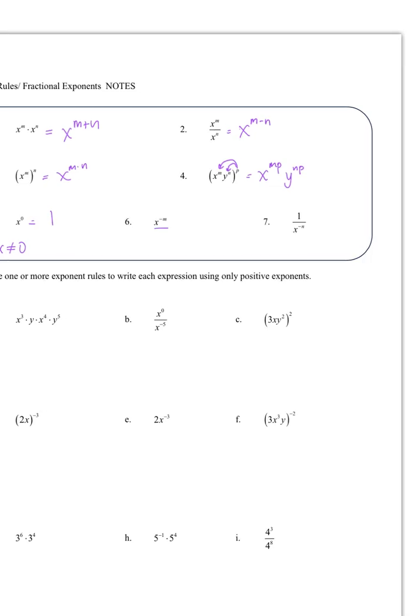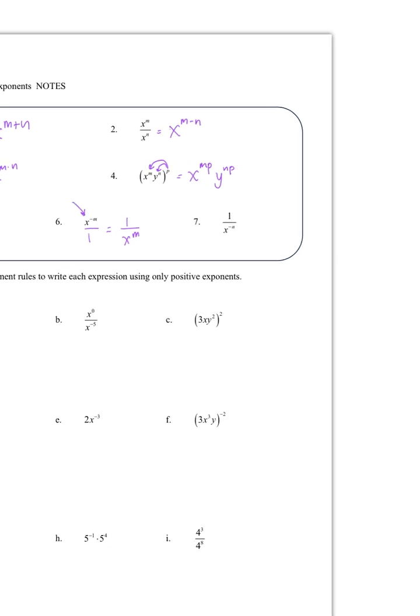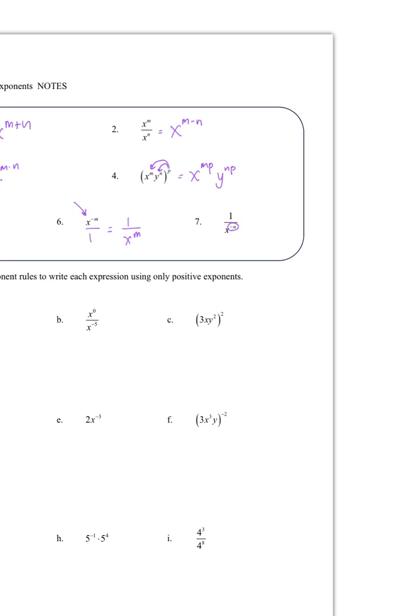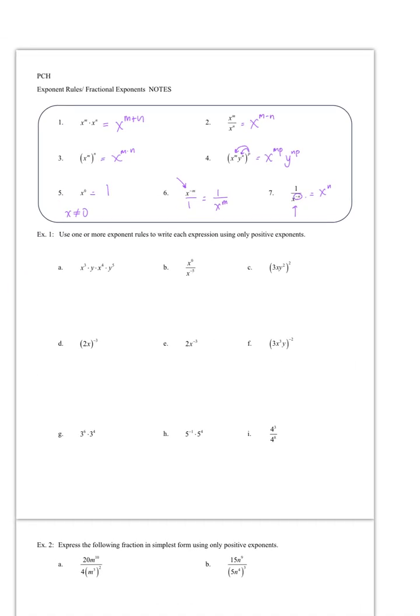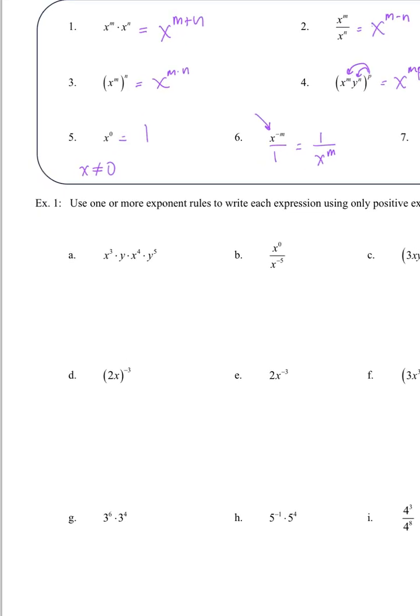All right, a negative exponent that's in the numerator becomes positive by moving into the denominator. Okay, and then likewise over here, when you have a negative exponent in the denominator, it becomes positive by moving into the numerator. Okay, so those 7 rules are what you need to memorize. And we're going to use them right now to try to solve these problems.